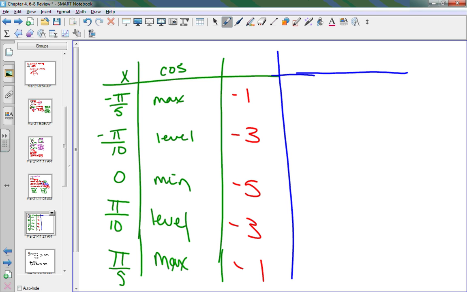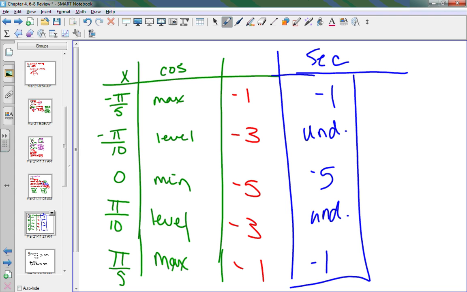However, what I'm actually graphing is the secant. So what do I need to see here? -1. What do I need to see at my level? Asymptote, which would be undefined, because it's an asymptote. What do I need to see at min? -5. What do I need to see at level? Undefined, because it's an asymptote, and then -1. This is what I want in your box. So just replace the levels with undefined.